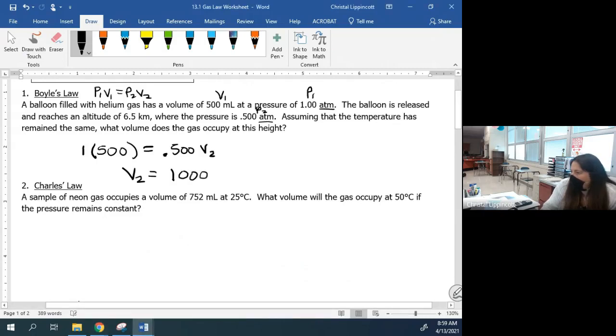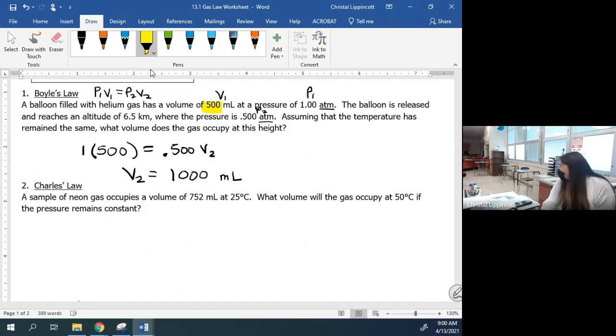I'm not going to put a decimal point at the end here because this right here is 1 sig fig. Even though these are 3 sig figs, this is 1 sig fig, so I'm only going to have 1 sig fig in my answer. By not putting a decimal point here, I've got 1 sig fig. I still need these zeros because they're placeholders, but I only need 1 sig fig in my answer.